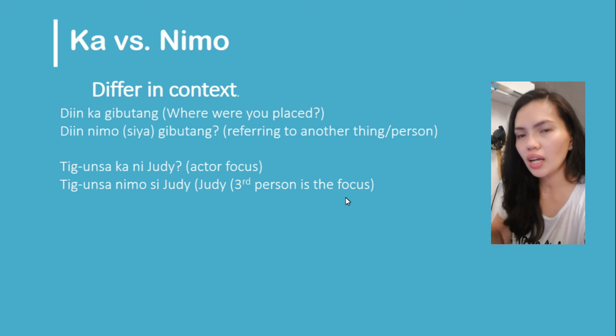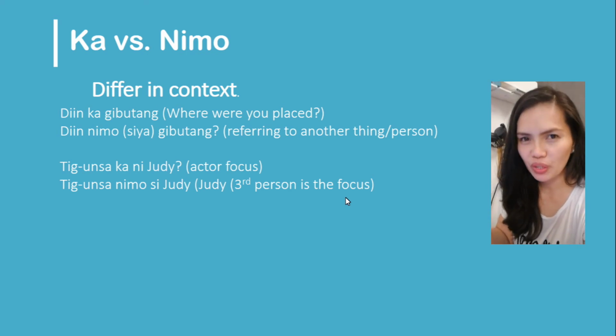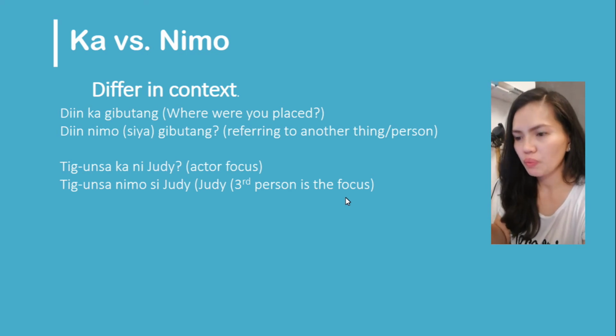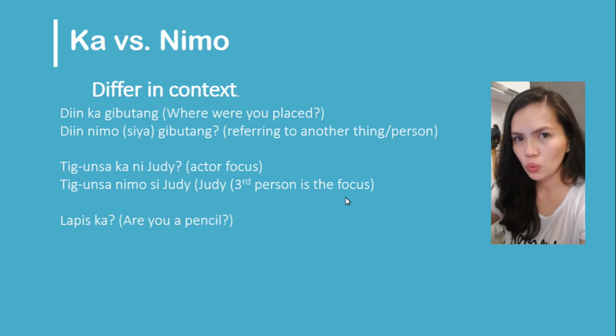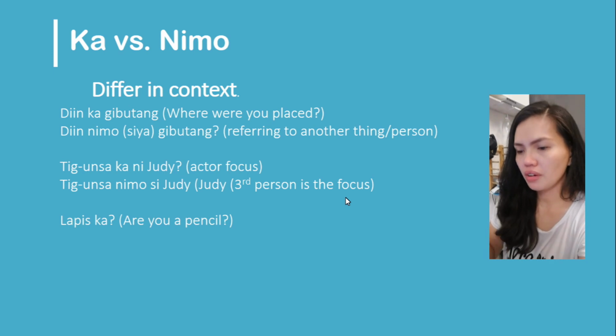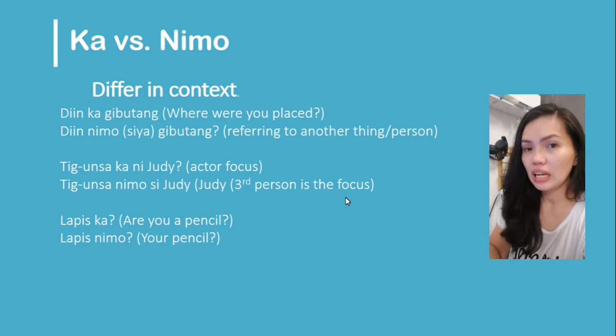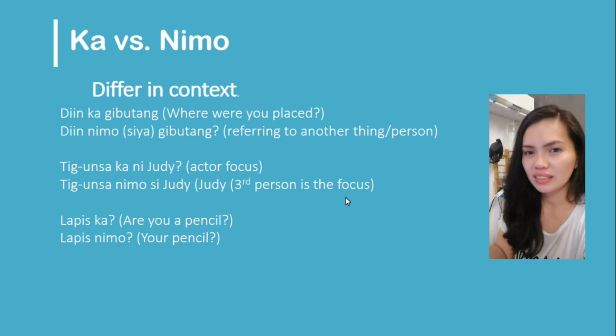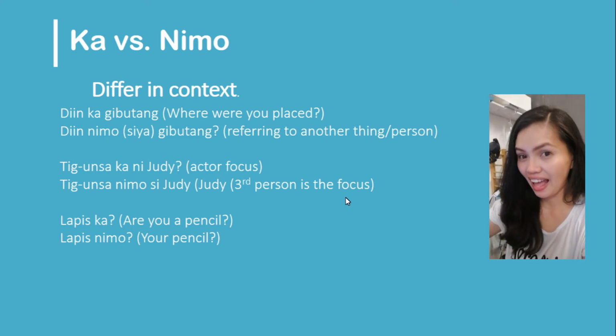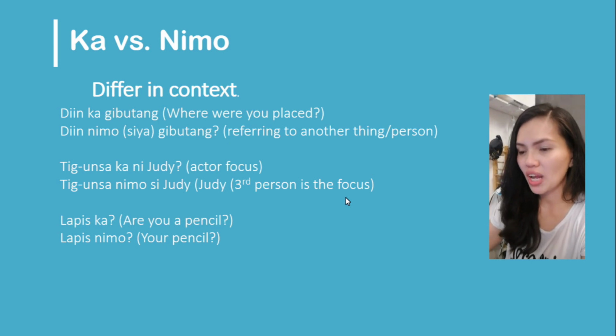Tig-unsa ka ni Judy. That means, how are you related to Judy? And then the second sentence is tig-unsa nimo si Judy. What is your relationship with Judy? So we are talking about Judy, but not you. Okay, next we have lapis ka. Are you a pencil? Lapis nimo, your pencil. I hope you get that now, because that's a very simple phrase.